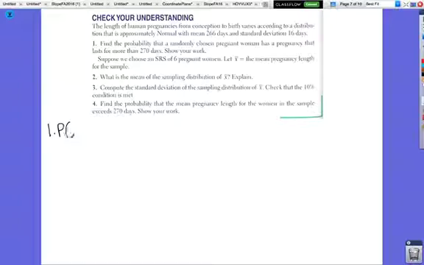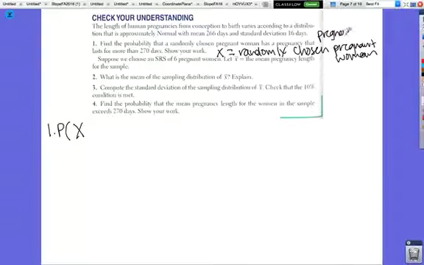So essentially on number 1, what we're finding is the probability that X, where X is equal to a randomly chosen pregnant woman, and this X really represents the length of the pregnancy. So we might say pregnancy length of a randomly chosen pregnant woman. So our X, we want to know what is the probability that it's greater than 270. So again, you can always get your z-score and do it that way, or you can do normal CDF. So for this one, let's do normal CDF.